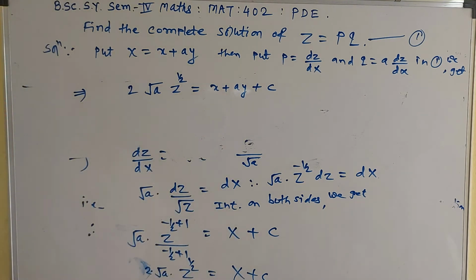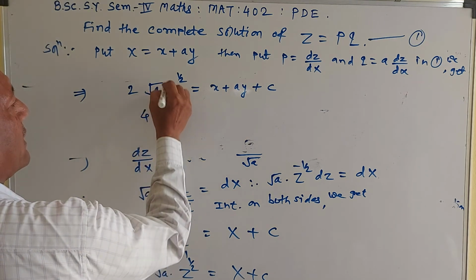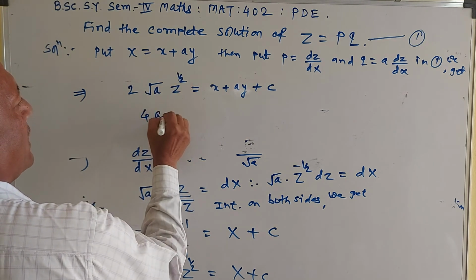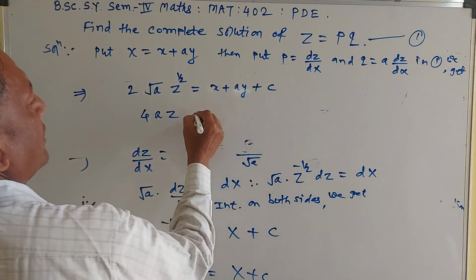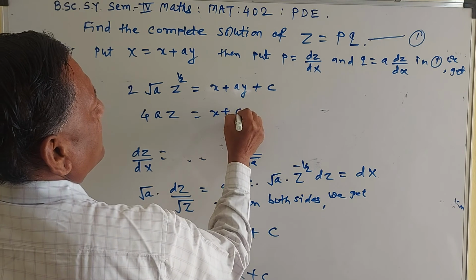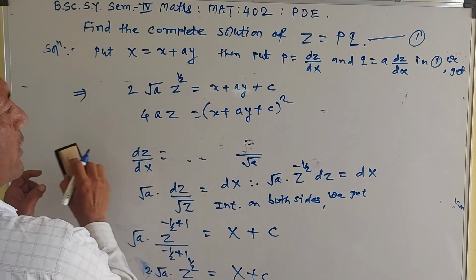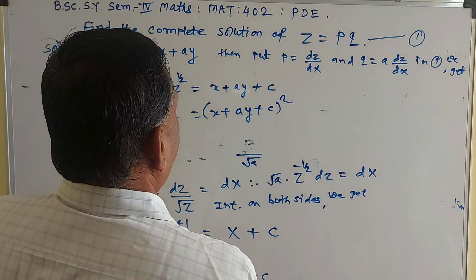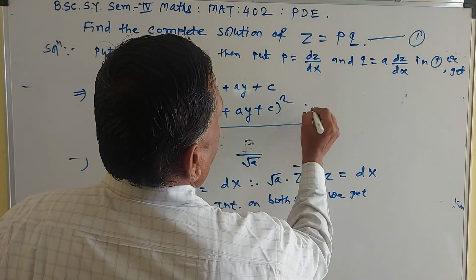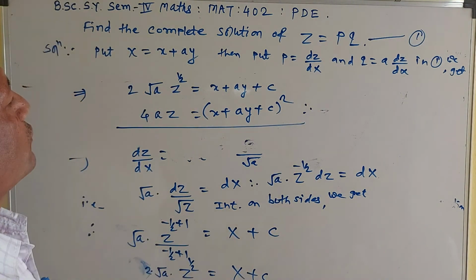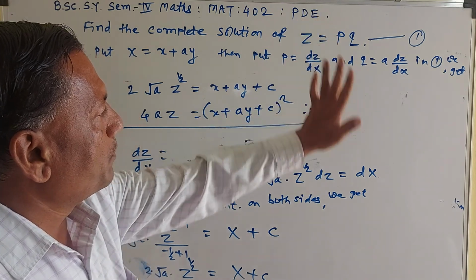So if you take square on both sides, what do we get? 4a z raised to 1 by 2 squared means z, is equal to (x plus ay plus c) whole square. Therefore, (x plus ay plus c) whole squared is equal to 4az. So, this is the required complete solution of the given partial differential equation z is equal to pq.